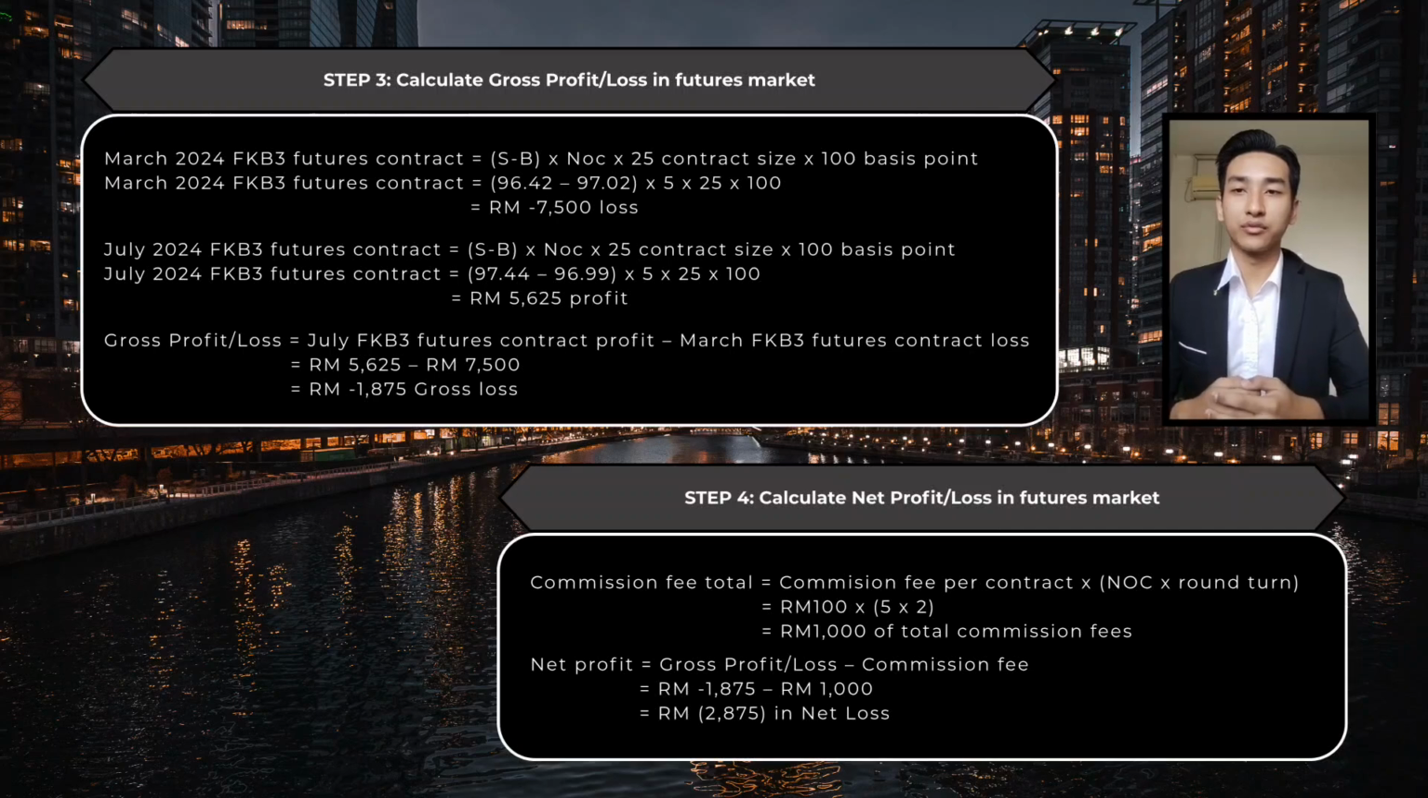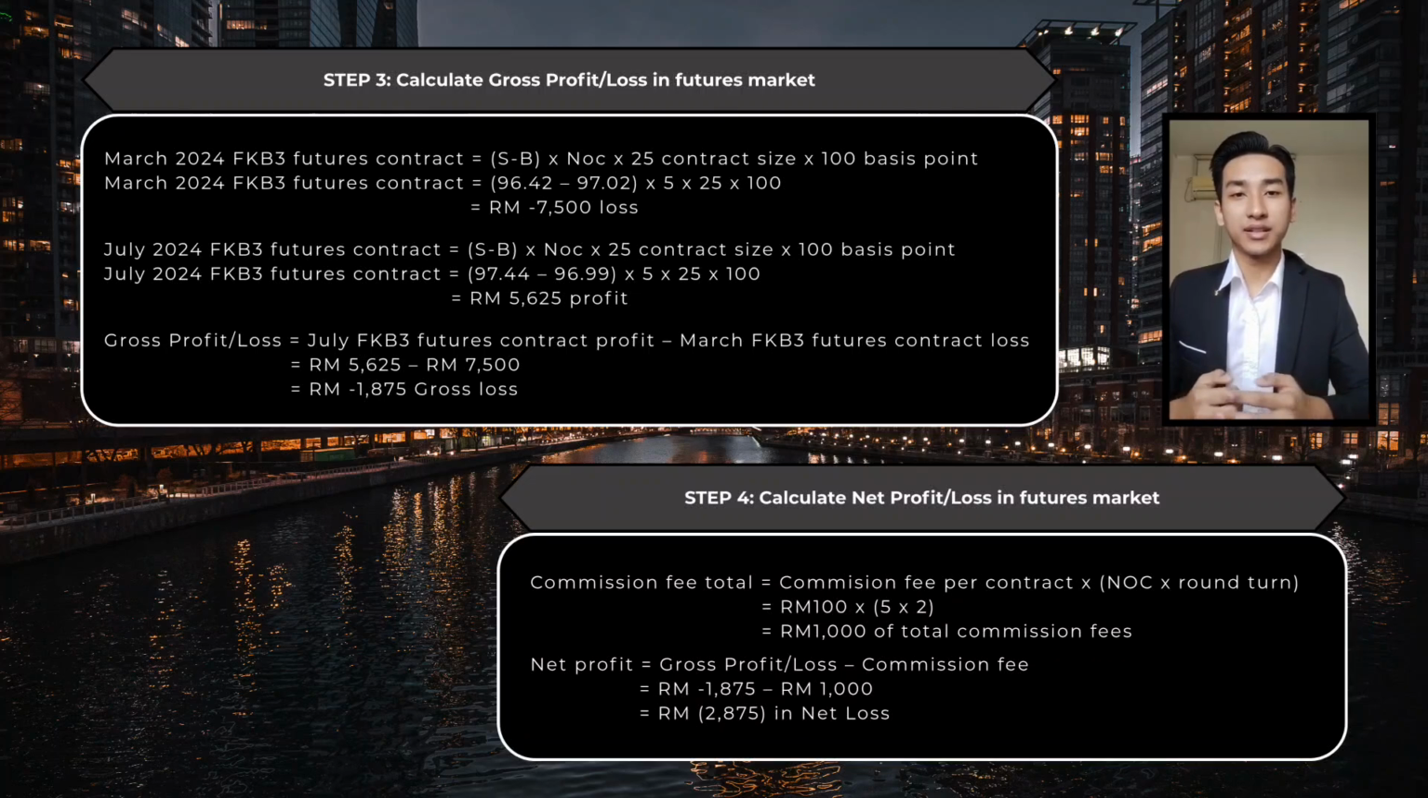So we take gross profit and gross loss together, and what we have is a gross loss of 1,875 ringgit. Why do we have a gross loss? This is because the price is unexpectedly going down. However, the gross loss can be minimized because we took a spreading technique. So we have a profit of 5,000 to reduce our gross loss.